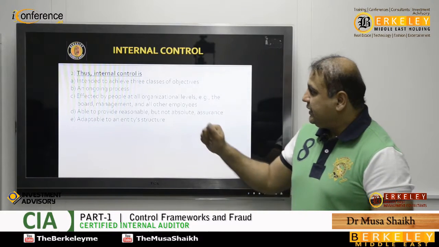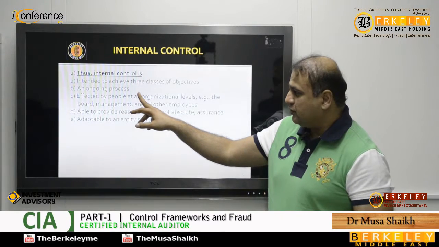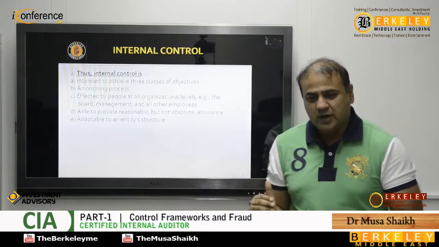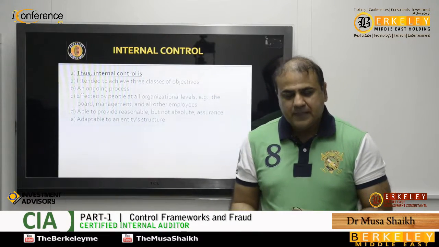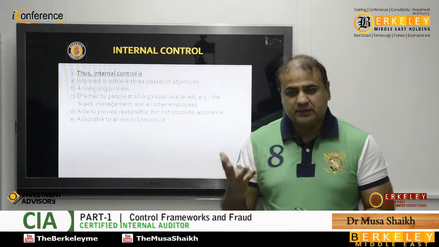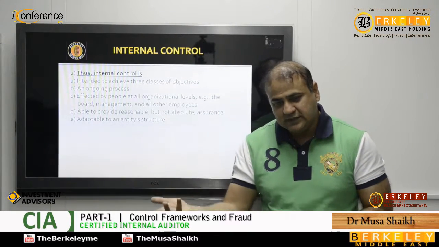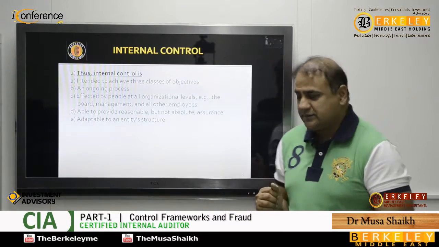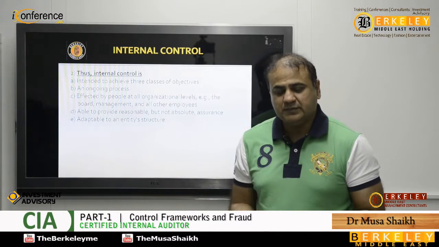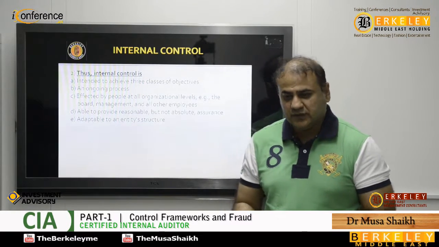Thus, internal control intends to achieve three classes of objectives. One is that it's an ongoing process. I told you it's affected by people. If your management is more committed to efficiency and effectiveness, is a learning organization, spends on training and development, and buys systems and processes, it will be more efficient. If management is the opposite, you will see weakness in the systems. It should be adaptable to the entity's structure, so your control system should be flexible and able to absorb the changing environment of the company.